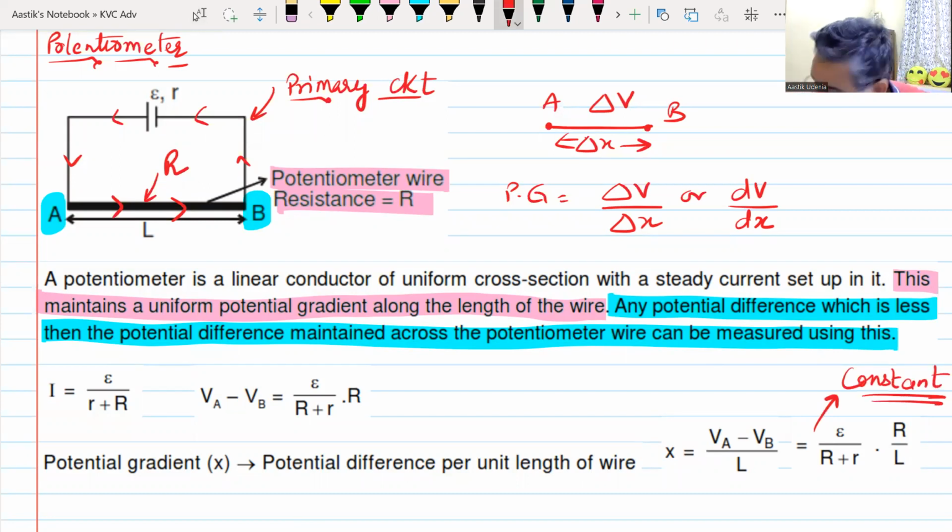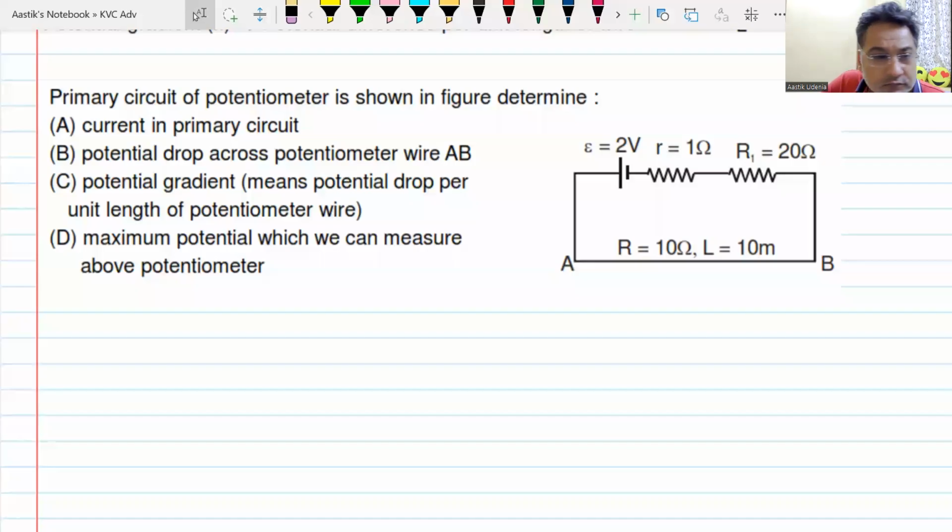Do we understand this? This is the primary circuit of a potentiometer. I'll give you 2 minutes to note this down. Then there is a small question that you can solve based on what we have seen.